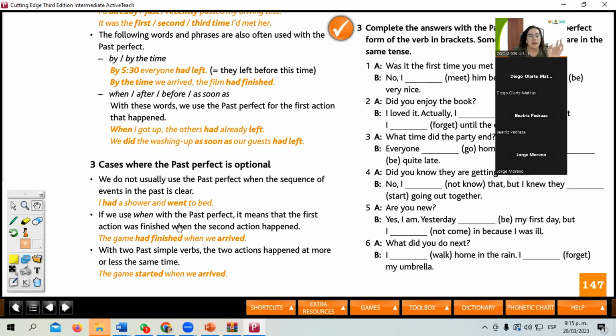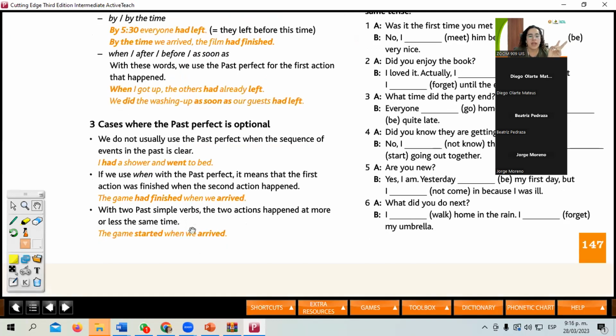And as I mentioned before, when we have two actions happening at the same time, simultaneously, we use past simple. The game started when we arrived. Entonces, aquí vemos la diferencia clara entre uno y el otro. Si uso pasado perfecto, ya el juego había terminado cuando nosotros llegamos. Entonces, ya no había juego. Y acá, el juego empezó cuando nosotros llegamos. Entonces, fueron dos acciones simultáneas. Okay? So you see the clear difference between one or the other.